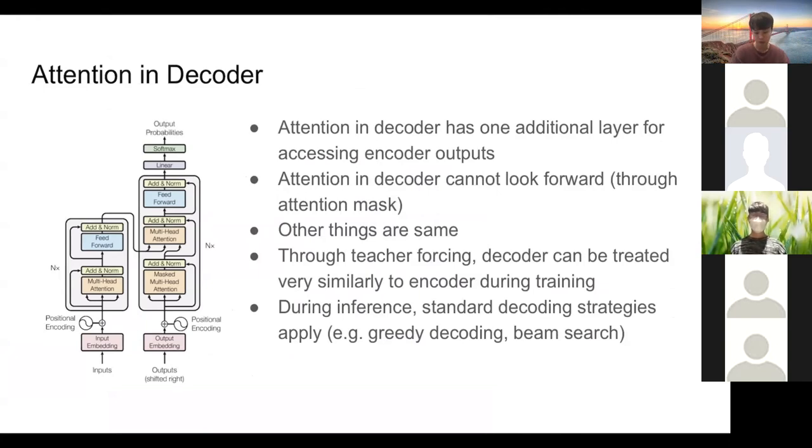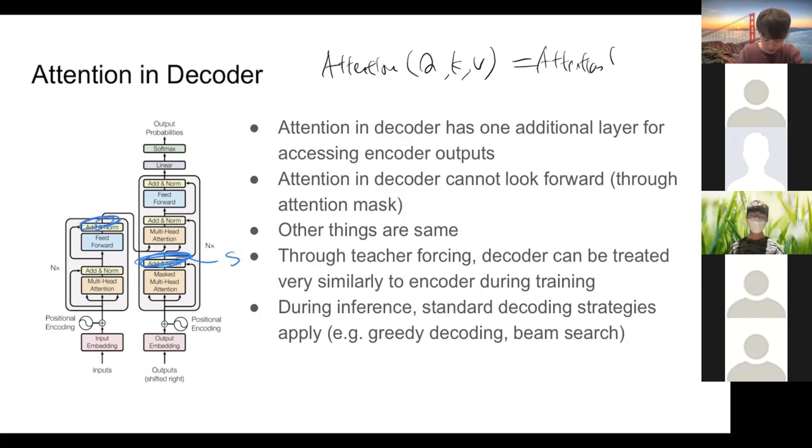And also, let's talk about the attentional decoder. As I said in the earlier slide, it has one additional layer for accessing the encoder outputs. The only difference is in how you compute the attention and QKV for this layer: you look at the source sentence. Suppose this part, I'll use blue, this matrix is S, and this matrix is H.